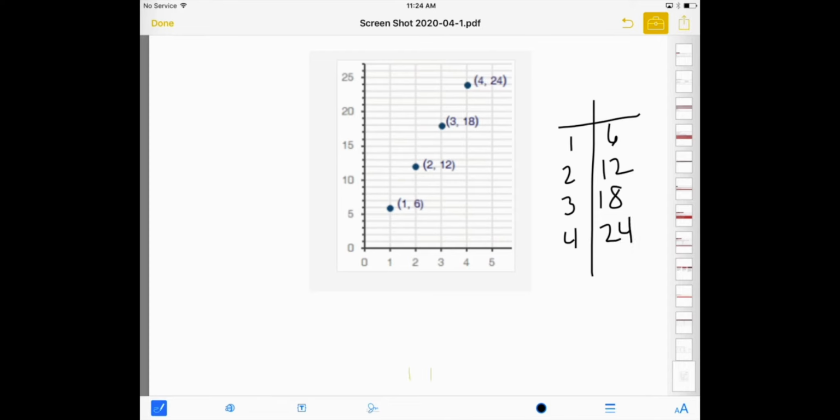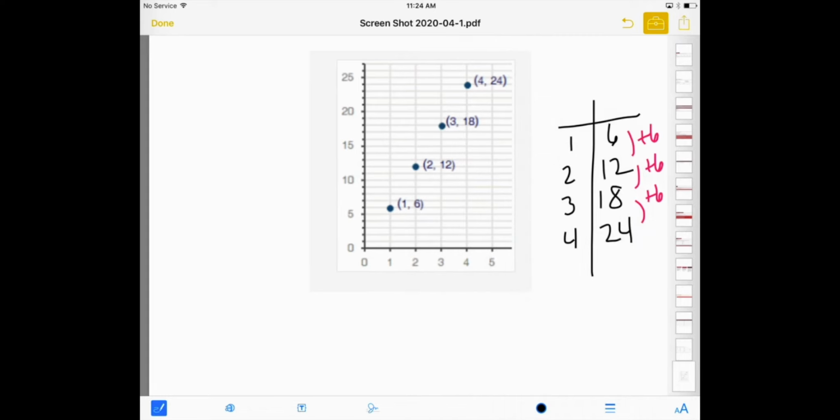Now what I want to do is see what's the pattern, what's happening, but specifically for the y values. Starting from 6 to 12, it looks to me like it's adding 6, and then adding another 6, and then adding 6. So my common difference, what I'm increasing by, is going to be 6.